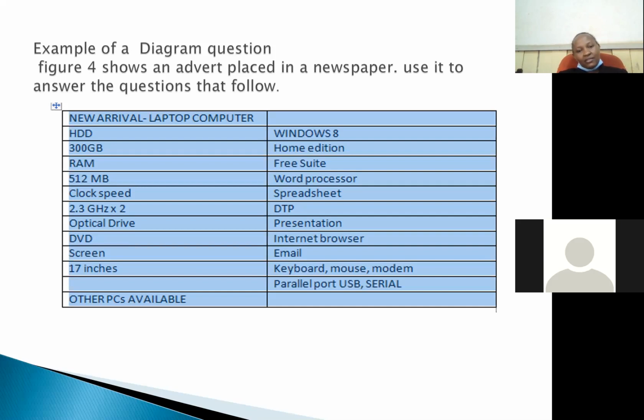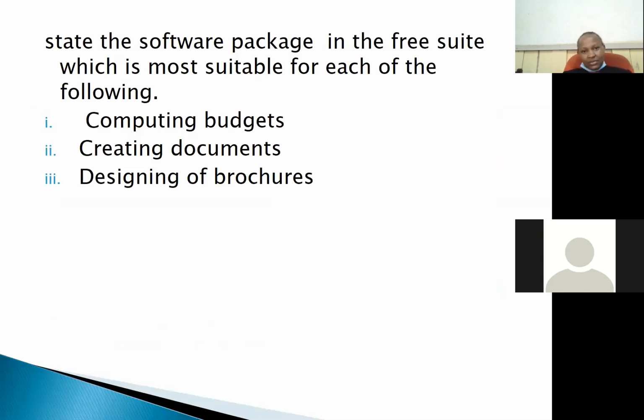But on the other side of the table, that's on column 2, you're also given other specs, like the operating system, which is Windows 8 Home Edition. There are other programs, that is the free suite, which has word processor, spreadsheets, DTP, presentation software, internet browser, and email. And then there's the presence of keyboard, mouse, modem, and parallel port, USB port, and serial port. Then the questions are as follows.